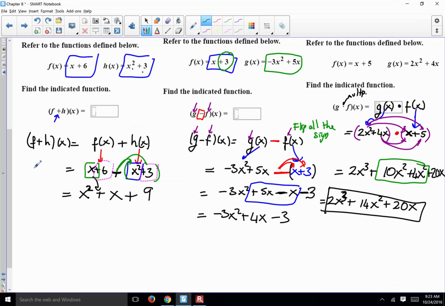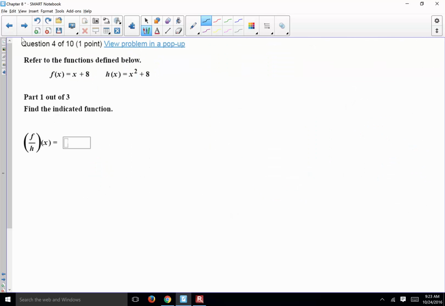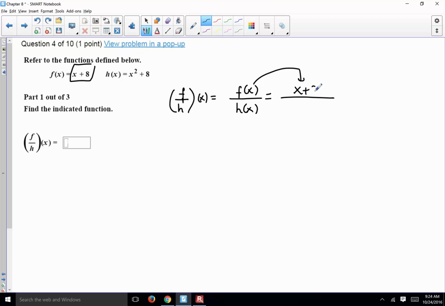Alright, guess what the last operation example is? A division. Maybe this is the easiest one. All you need to do is divide f by h. It says f divided by h. You need to copy the formula of f to the top, formula of h to the bottom. What do you read for f from the formula? x plus 8. What do you read for h? x squared plus 8.